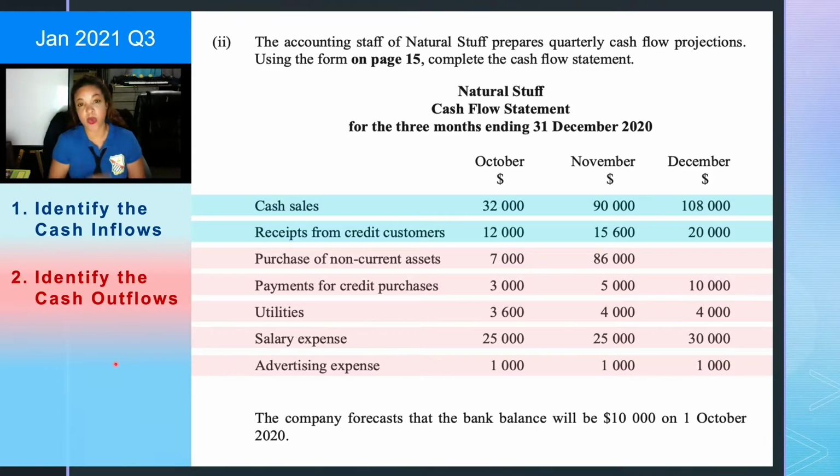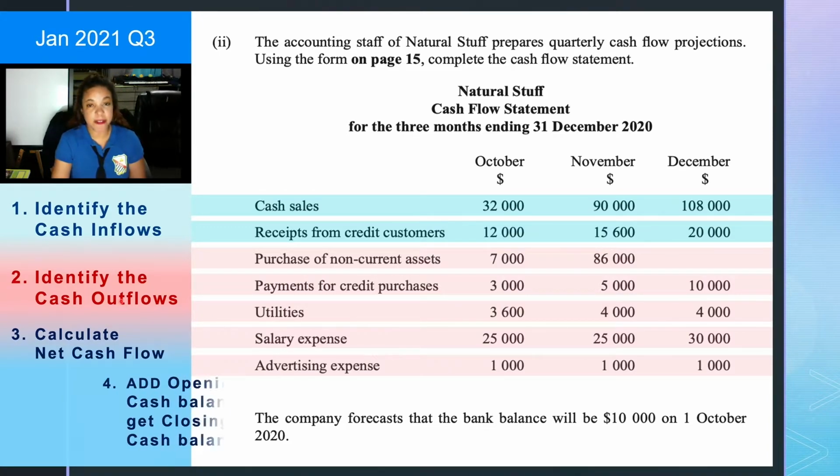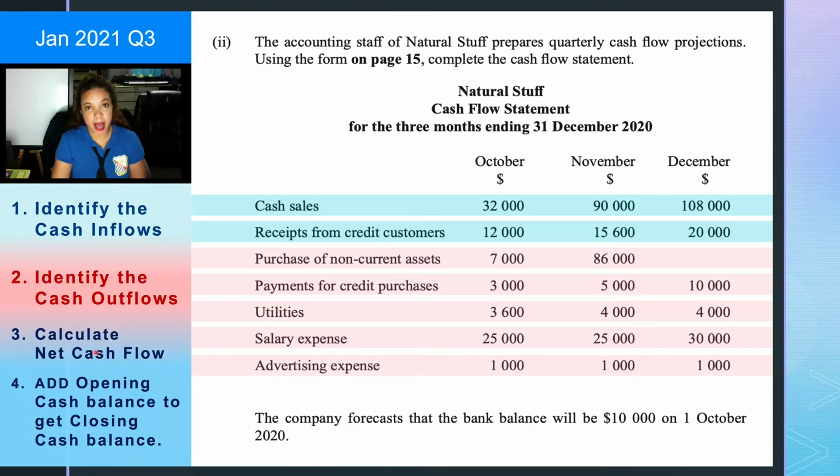We have identified what items are going to go into those 2 sections. Then you have your final section, where you calculate your net cash flow, which is your cash inflows less your cash outflows, and you will get your figure. The final stage is to add the opening cash balance to the net cash flow to get your closing cash balance.